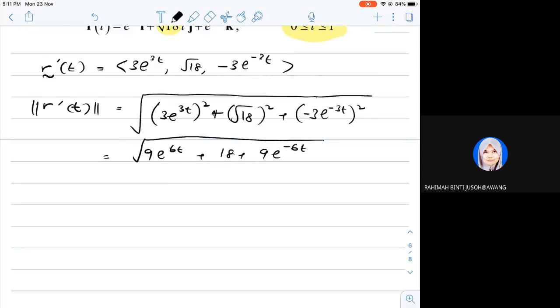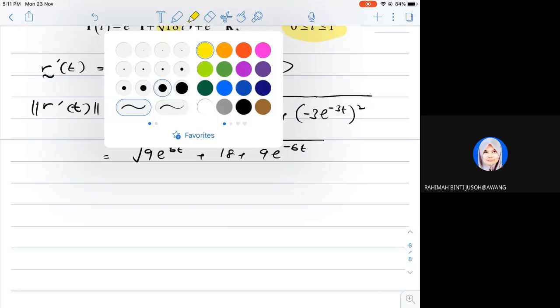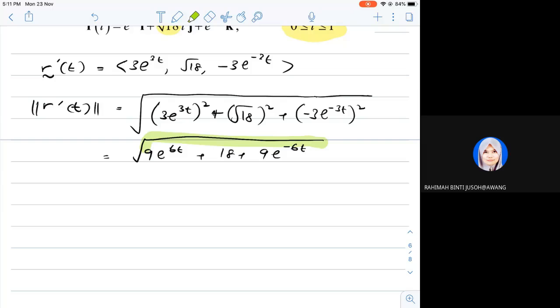Okay guys, logically, if you want to integrate this term, it will be very difficult, right? Because we have the square root sign, and this is a function of t. So we cannot just simply integrate these terms. So what you should do is simplify this into this type of function, okay guys? In order to cancel the square root, we need to have a square inside the square root, like this, right?